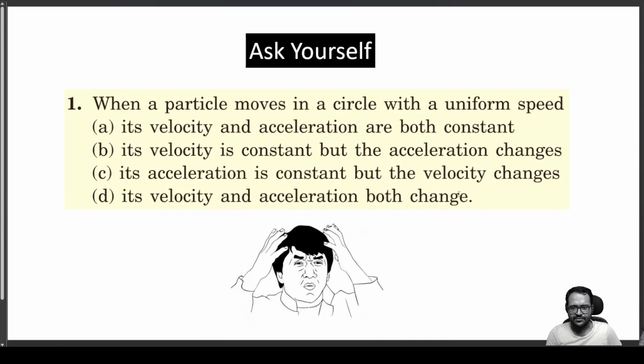Okay guys, so we just ask you a question: when a particle moves in a circle with a uniform speed, are velocity and acceleration both constant, or is velocity constant and acceleration changes, or acceleration constant and velocity changes, or do velocity and acceleration both change? You may pause this video right now and think.